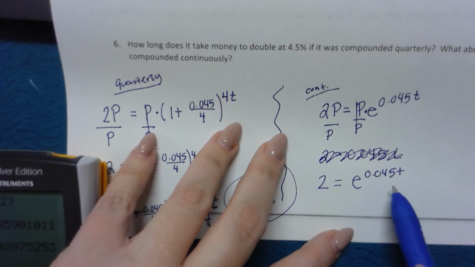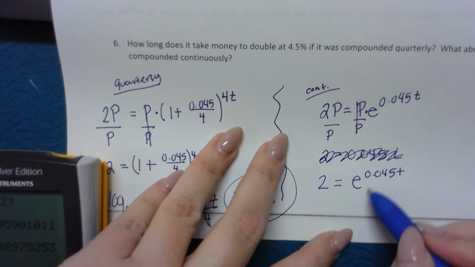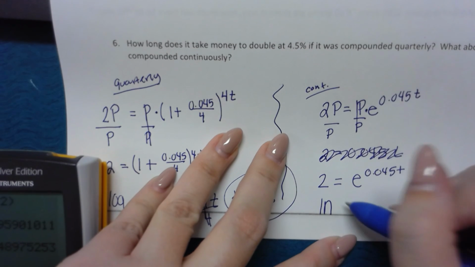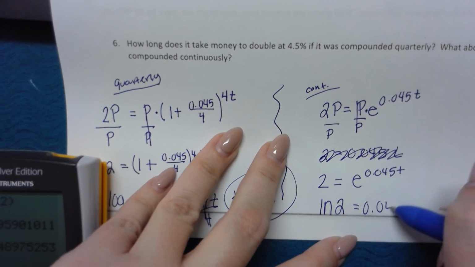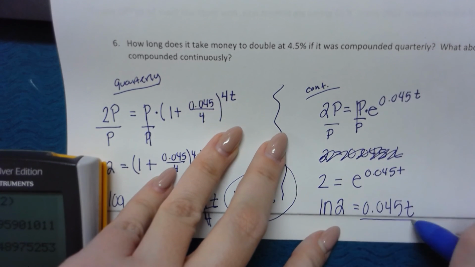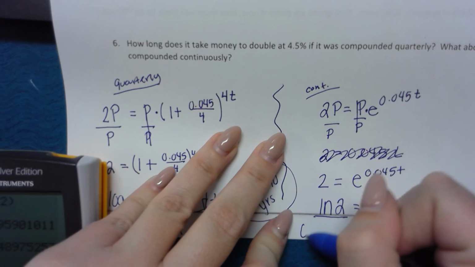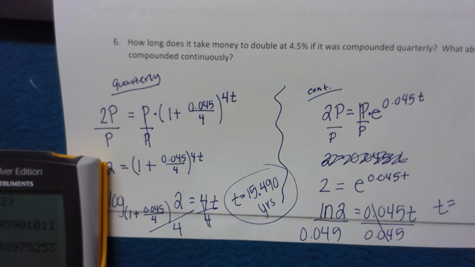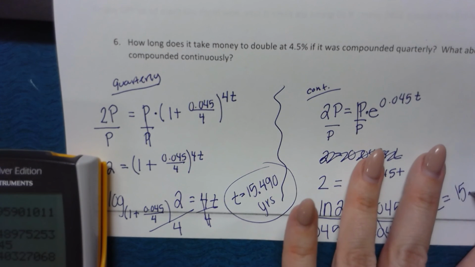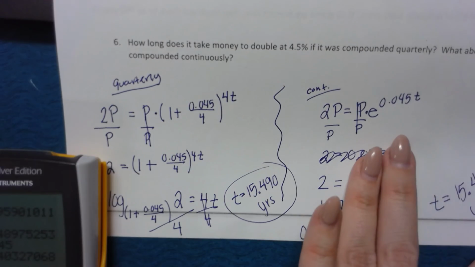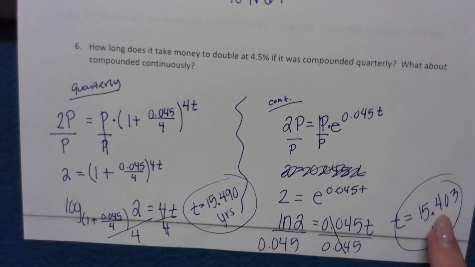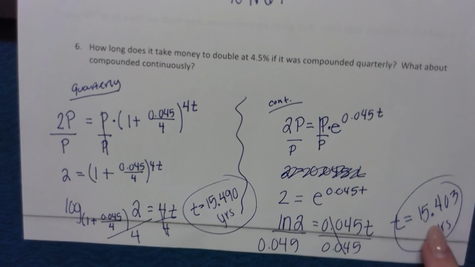Now once again, to undo this, I'm going to have to change it to log, so the base stays the base. So this is going to be log base e, which is just ln, of 2 is equal to 0.045t. Divide: ln of 2, divided by 0.045, gives me 15.403 years. So the continuous is going to be a little faster, but not a whole lot faster, right? It's a little bit faster to do the continuous.